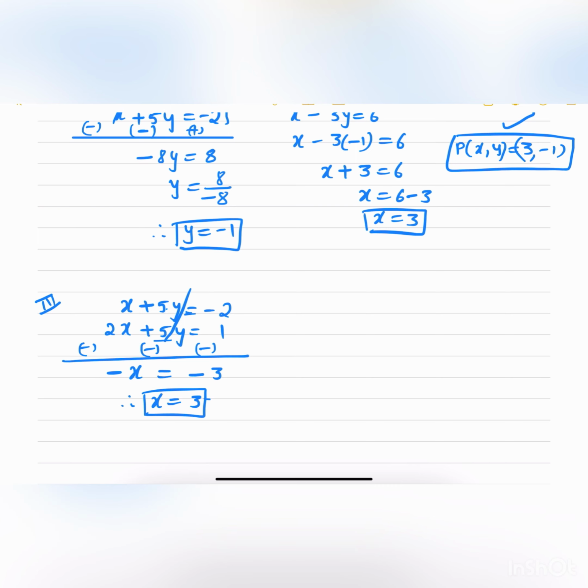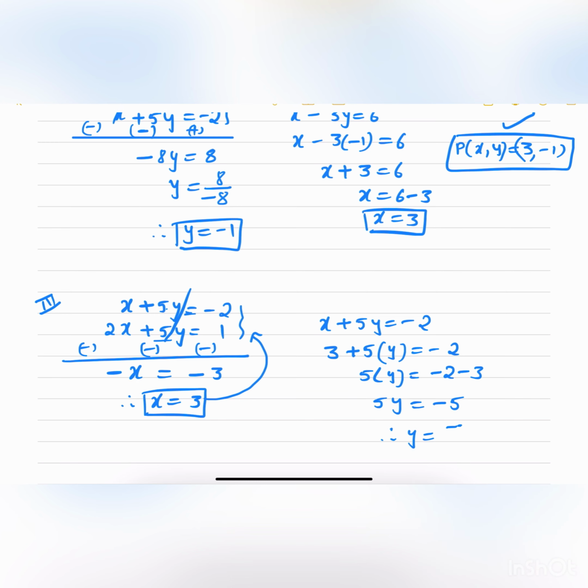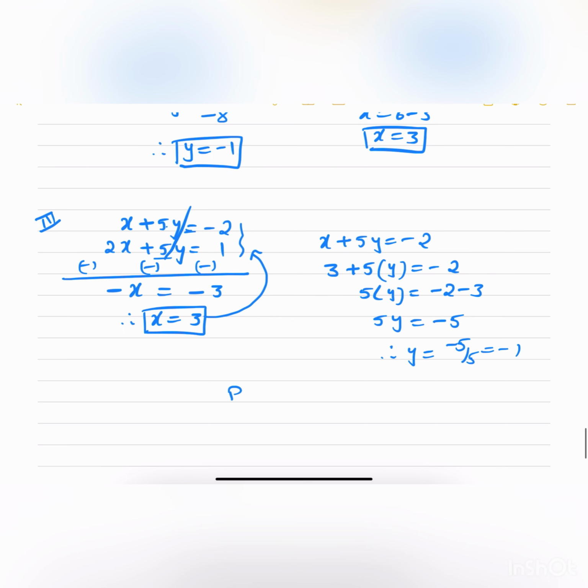Let us substitute the x value in any one of these two equations. I will take the first one, x plus 5y is equal to minus 2. x is 3, plus 5 into y, which we have to find out, is equal to minus 2. 5y is equal to minus 2 minus 3. 5y is equal to minus 5. Therefore y is equal to minus 5 by 5, that is minus 1. And in this case also the point P of (x, y) is equal to P of x is 3 and y is minus 1.